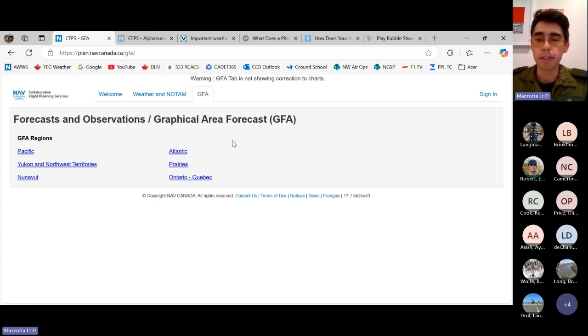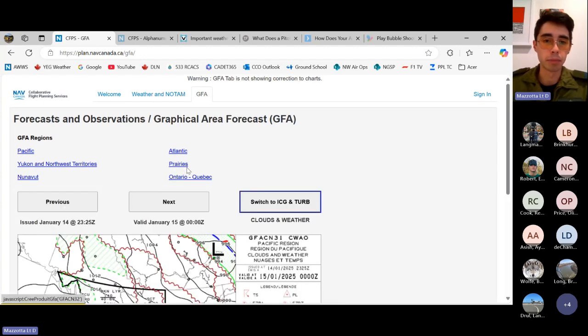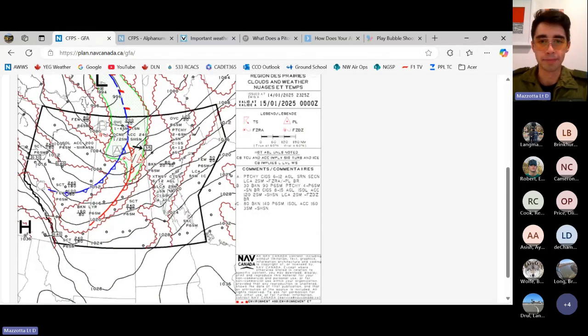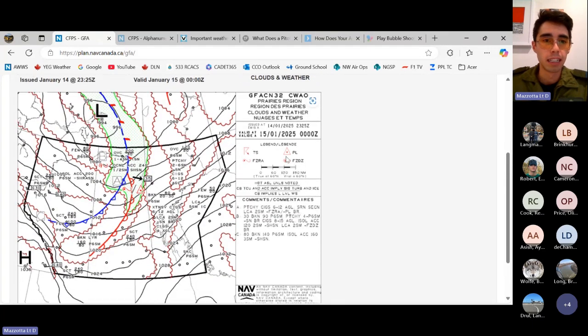So once you get to this GFA page, you're going to find the region that pertains to you. I'm going to use Prairie region for an example. And there's a lot going on here, as you can probably tell. So first I'm going to start by going over the legend, like I talked about at the start. On the top here, we've got the title box, right? It tells you that it's for the Prairie region and that it's clouds and weather. You'll also note that it's in English and French.